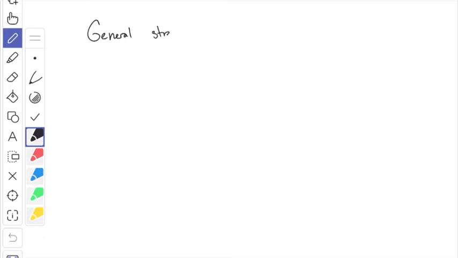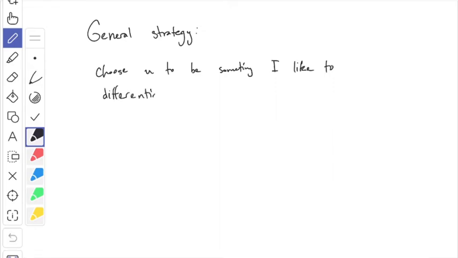General strategy for choosing the u's and the v's. Remember, u is what you start with, and you end up replacing it with du's. So we generally want to choose u to be something that I like to differentiate. That means take the derivative of. That is something which maybe becomes simpler when you take the derivative of it. I'm thinking of something like a polynomial, because when you take the derivative of a polynomial, it becomes simpler, right? It becomes a polynomial of lesser degree, or maybe it becomes a constant.